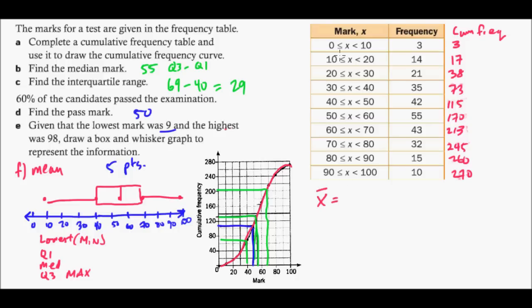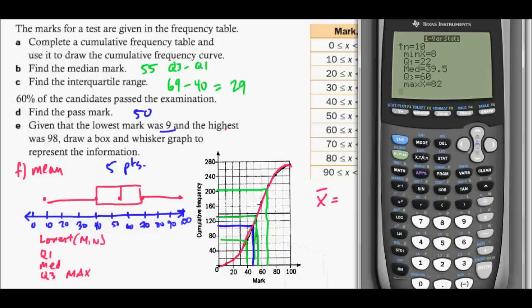So I want to find the mean of this data. When you have interval data and enter it into the calculator, you take the middle of each interval. So 0 plus 10 divided by 2 is 5. This is going to be 15, 25, 35, 45, 55, 65, 75, 85, and 95.